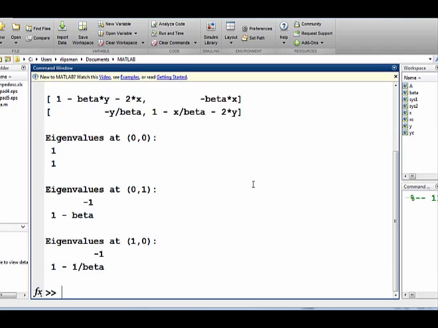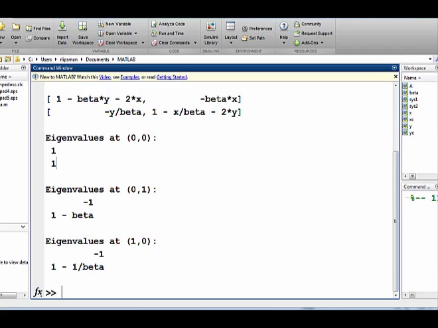And here we go. The eigenvalues at 0, 0 are 1, 1. The eigenvalues at 0, 1 are, here they are, minus 1 and 1 minus beta. And here's the eigenvalues at 1, 0. So here we have two positive repeated real eigenvalues. Obviously, this is going to be an unstable node. And what happens here depends upon whether beta is bigger than 1 or not.